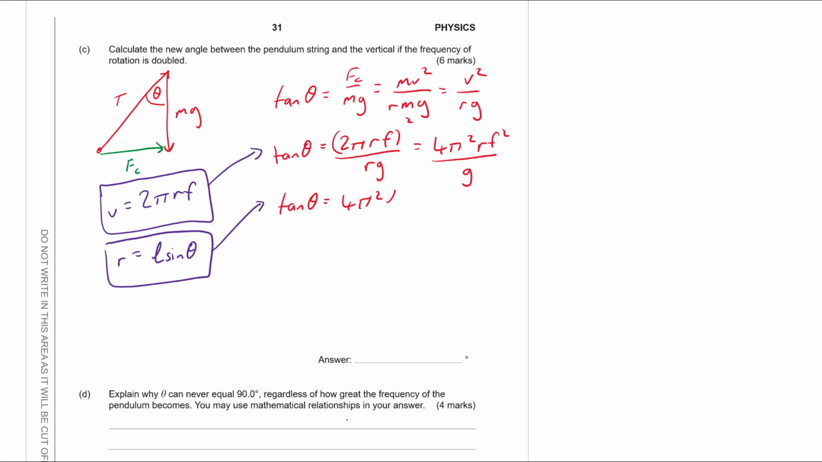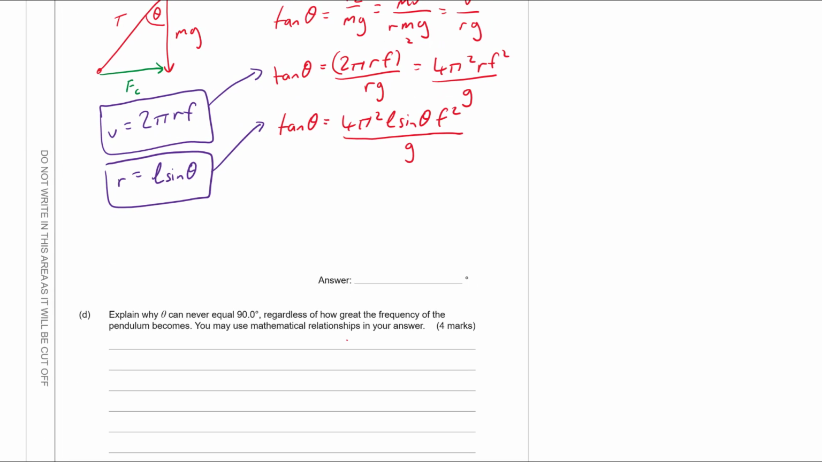Instead of R, I'm going to have L sine theta, F squared, all on G. Now what I'm trying to solve is the theta, so I'm going to pull the sine on the other side. Now the thing about tan on sine theta is I know that tan is actually sine theta over cos theta. Well, I hope that we all know that. If we don't, we're in a bit of strife.